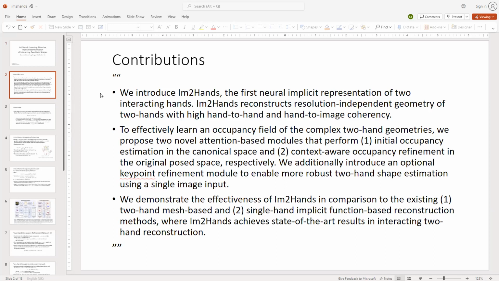If you're not familiar with implicit representation, take for example a mesh, which is an explicit geometric representation, because its level of detail or resolution is determined by the number of vertices it has. In the case of implicit representation, we do not have something explicit like vertices.